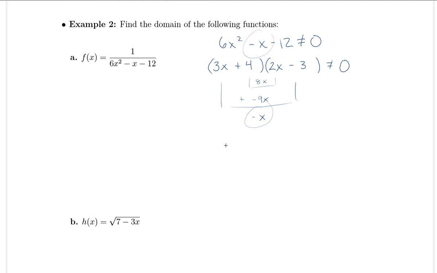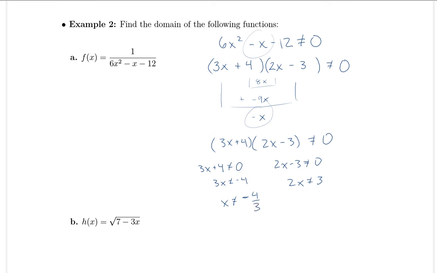But once you have that, then we can just set each one of those not equal to 0, I suppose. So 3x should not be negative 4, 2x should not be 3, and so x should not equal negative 4/3, and x should not equal 3/2.